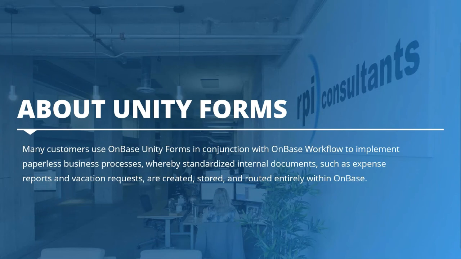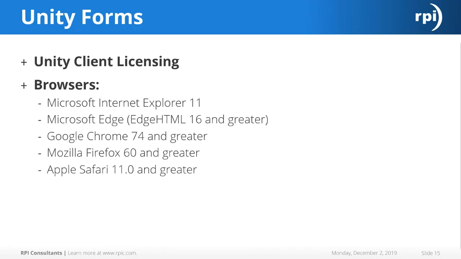Next, I would like to talk about the OnBase Unity forms. Many customers use OnBase Unity forms in conjunction with OnBase workflow to implement paperless business processes. Some Unity forms I've seen used in the past would be expense reports, vacation requests, purchase requisitions. There are many different scenarios. I've seen them in HR for onboarding. The possibilities are endless. Pretty much if you have a paper form and you're able to convert it electronically, a Unity form is a good option.